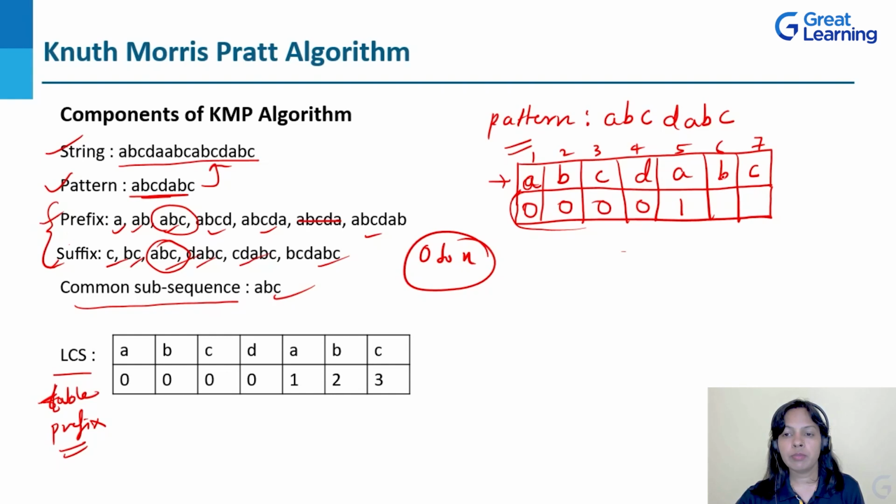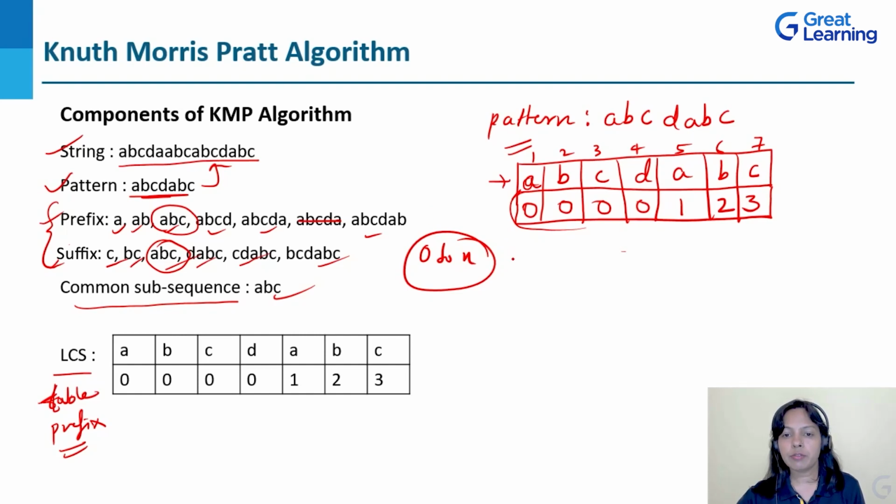Now the next character, B. Is B matching anywhere? Yes, B is matching here. B is matching with this B and its index value is 2, so this will be 2 here. Now C, is C matching anywhere before? Yes, C is matching with this location, and its index value is 3, so this will be 3. So this is how we'll construct the prefix table or LCS table.